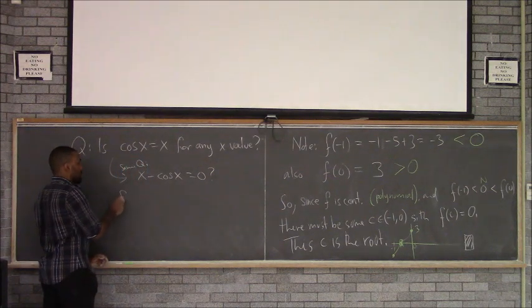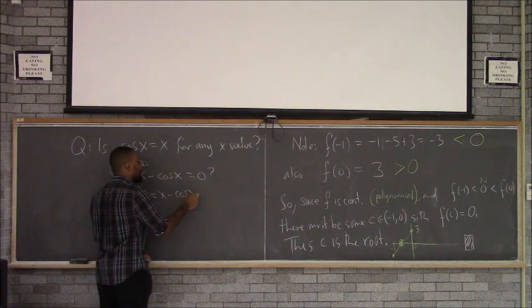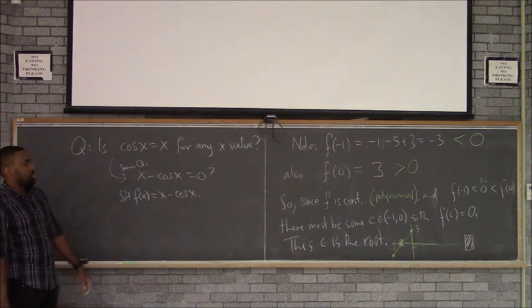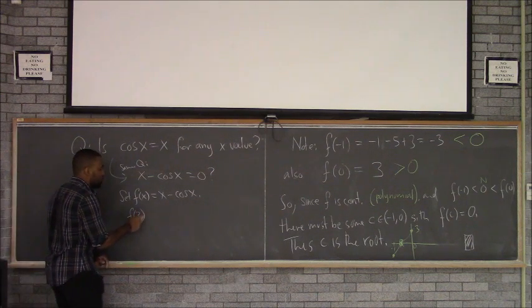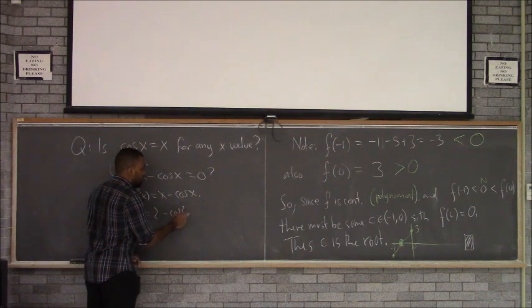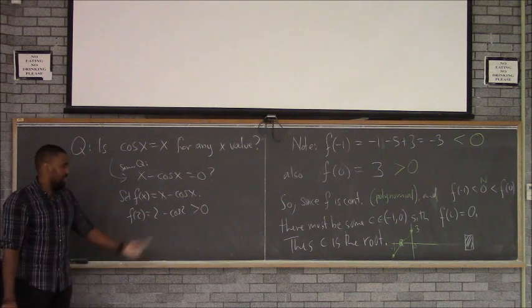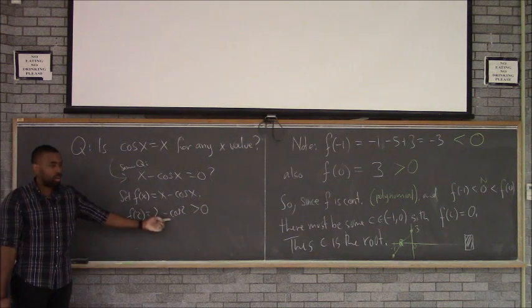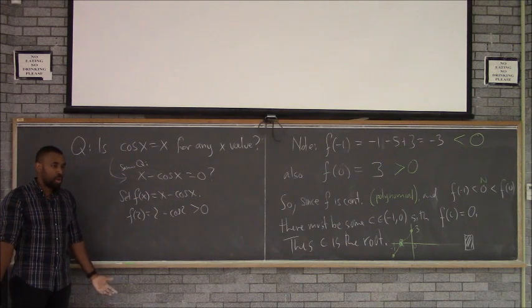So what I could do is set a function equal to this, and I can plug in some values where I know they're going to be above or below 0. So for example, I can find f of 2: 2 minus cosine of 2. That's definitely greater than 0. How do I know? It's a cosine. The maximum is 1. So 2 minus something that's 1 or less is definitely going to be positive.